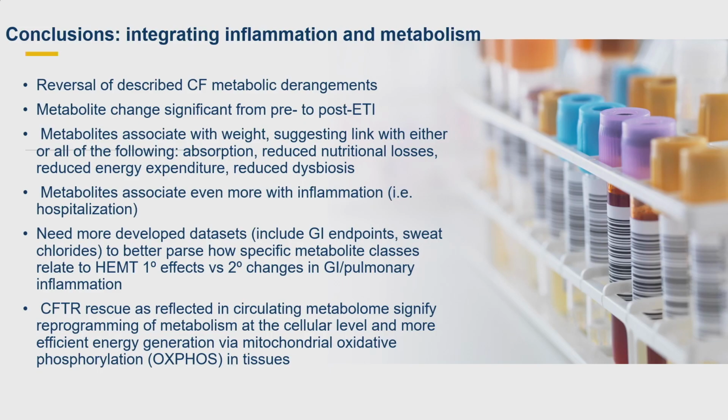So in conclusion, it appears that maybe there can be some links found between inflammation and metabolism using this approach. Number one, we saw significant changes before and after ETI using the metabolome. We could also see a reversal of well-described CF metabolic derangements, which happen at the tissue level and the plasma level.